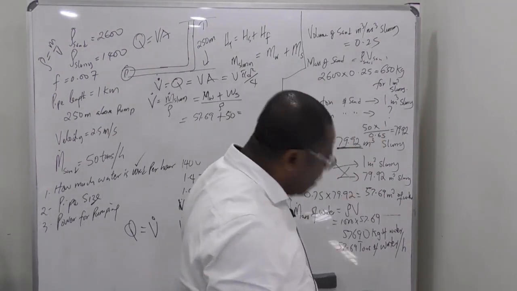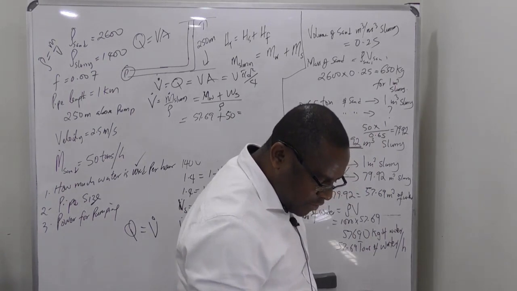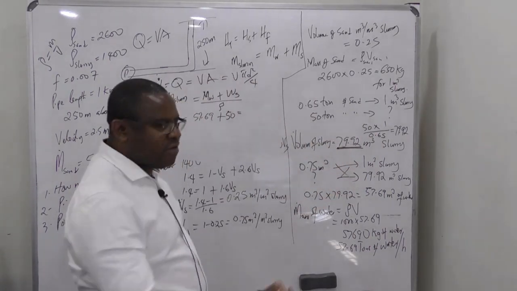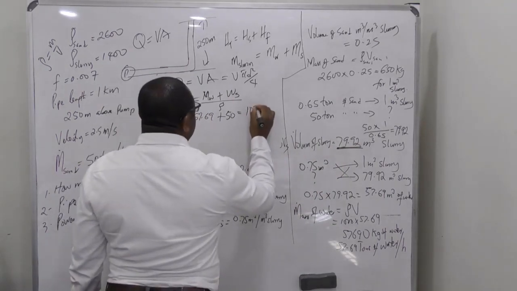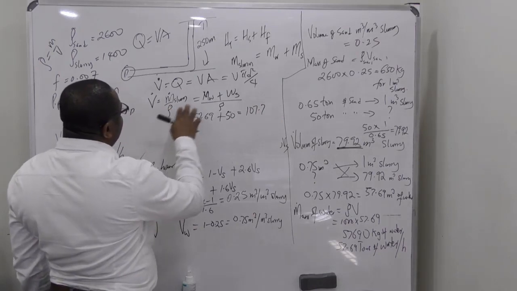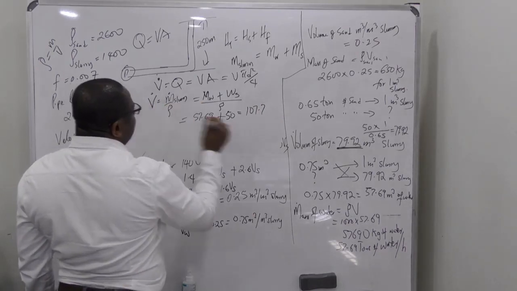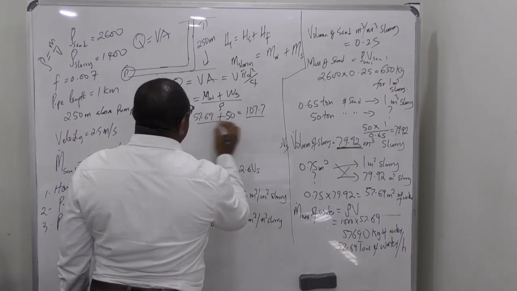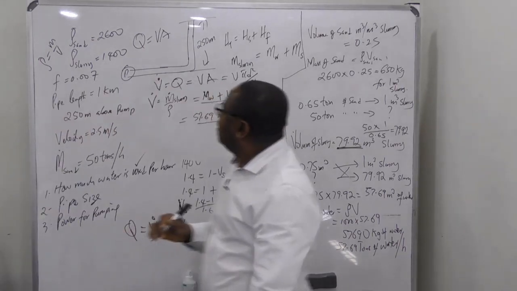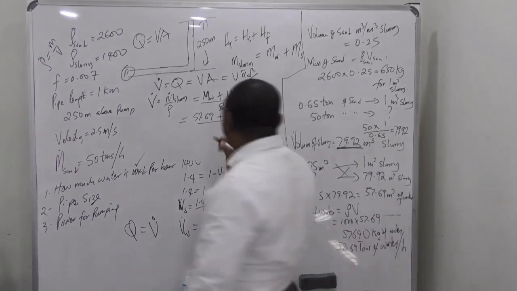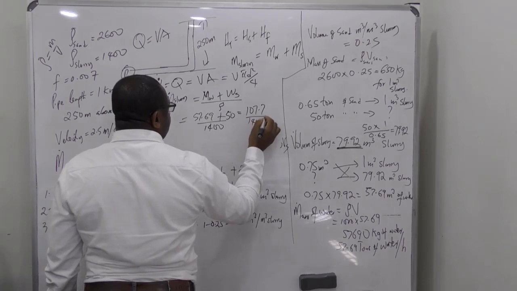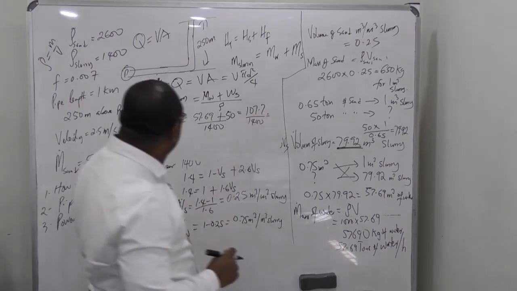So 57.69 plus 50, you get about 107.69, 107.7. That's the mass of the slurry. So I divide by density. The density of slurry is given as 1400. Okay, you can easily calculate that.